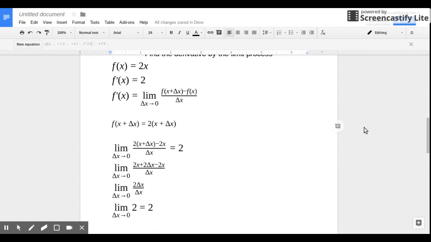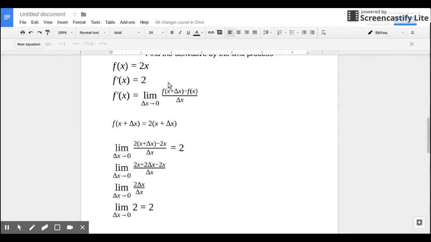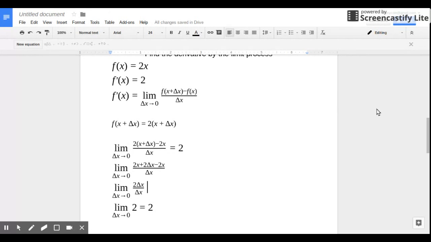All right, so we're going to work about 4 more problems using this definition, the definition of the limit.